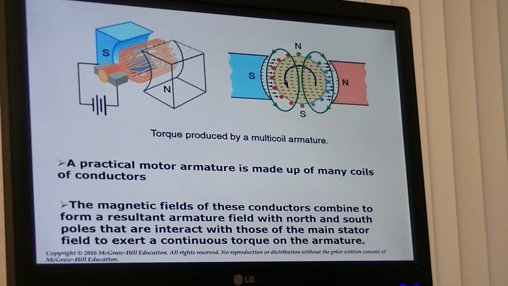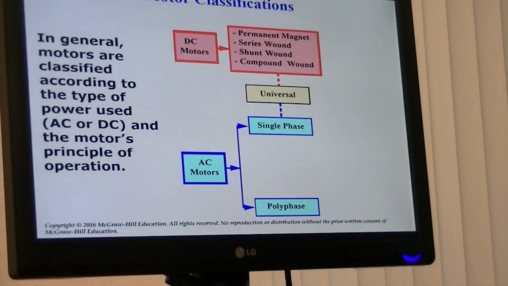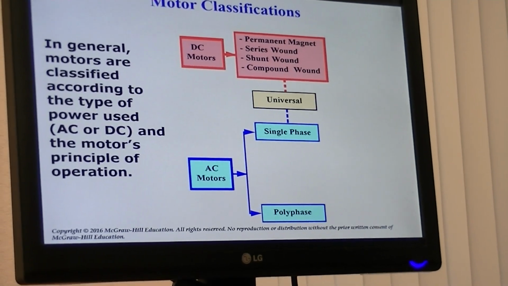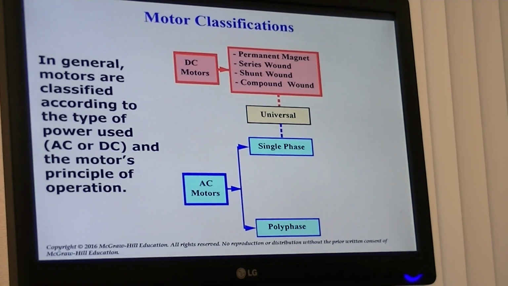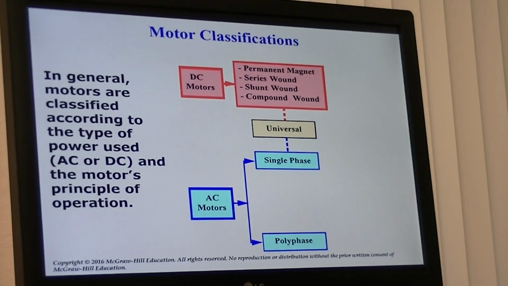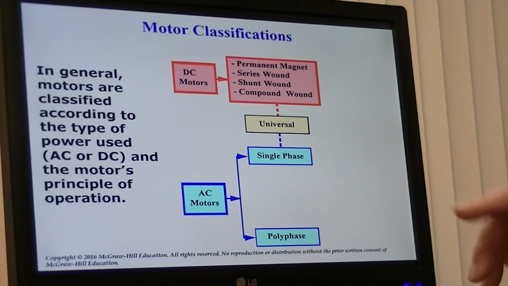So, such is the way a motor works. In general, motors are classified according to the type of power they use. Two general classifications are AC and DC. Okay? Not like the band. Different kinds of power: alternating and direct current. No, not like the band. Okay? DC uses permanent magnet, series wound, shunt wound, and compound wound.